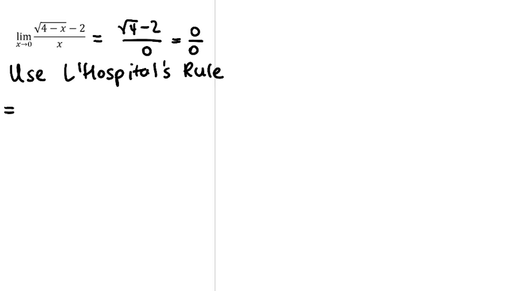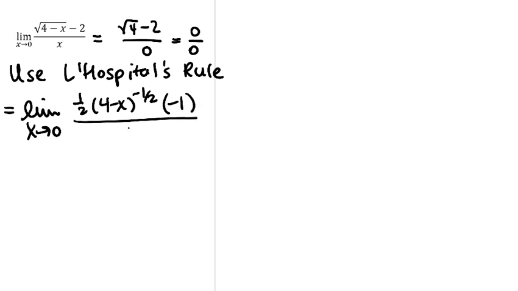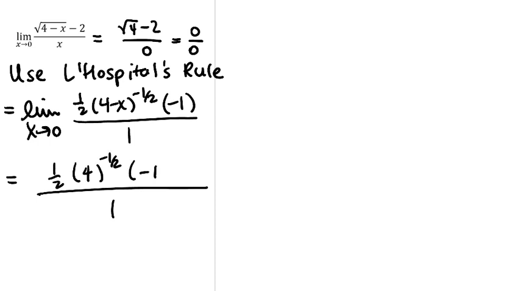And I'm going to say that this is equal to the limit as x approaches 0 of 1/2 of 4 minus x to the negative 1/2. Then multiply by the derivative of the inside, which is negative 1. Divide by 1. Okay, and then I'm going to plug in x equals 0. So that's going to be half of 4 to the negative 1/2 multiplied by negative 1.